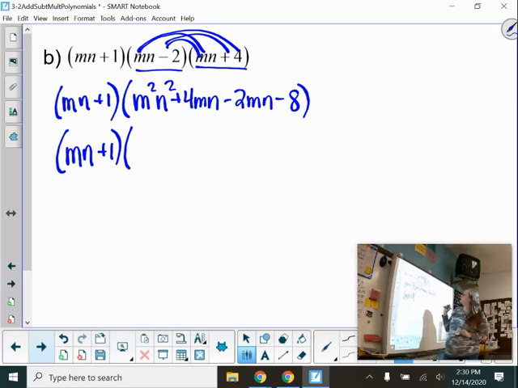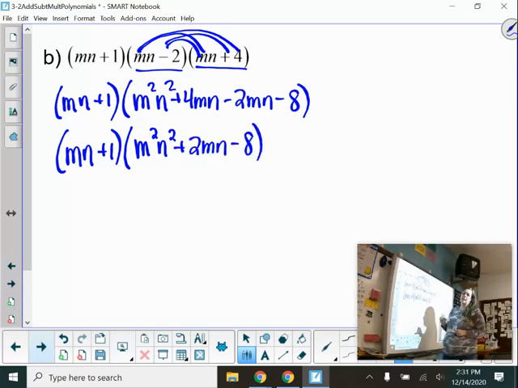Combining like terms, the only 2 things that are alike are the middle mn's. This m squared n squared is not alike because its exponents don't match the exponents of the terms in the middle. So I'm going to carry the m squared n squared down. Combine these 2 together, you get plus 2mn, and then carry down the minus 8. Now we can go through and multiply like we did in part A.